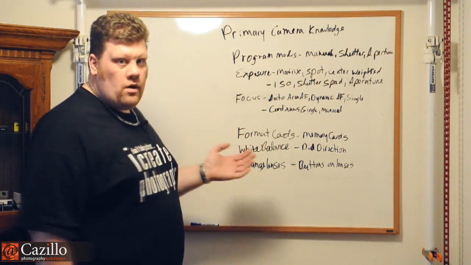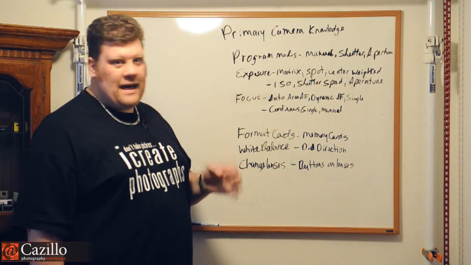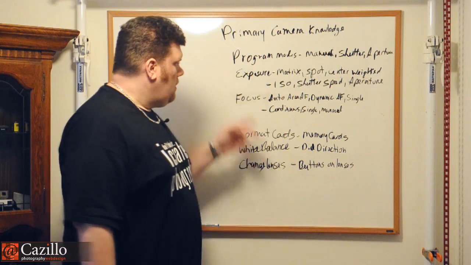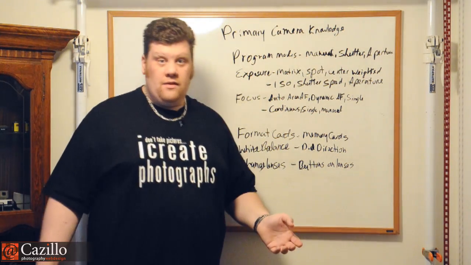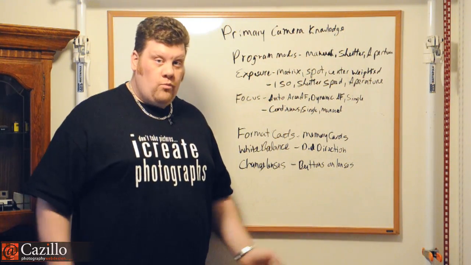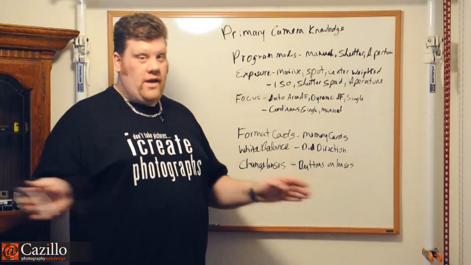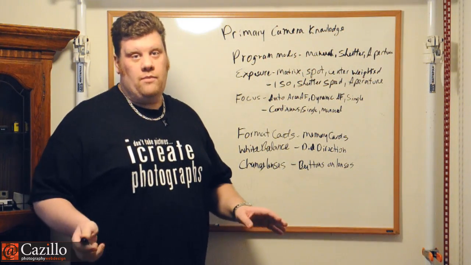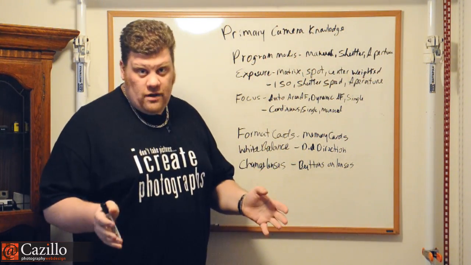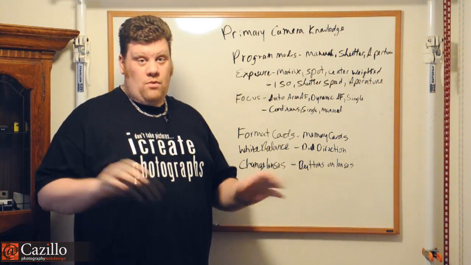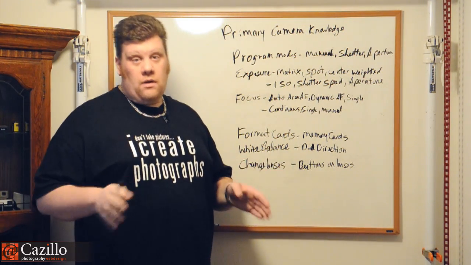Alright, so primary stuff. These are the big ones you've got to know inside and out. First, program modes. Basically, how to turn the camera off of program. We don't want to use program. Ever. I never use program mode. Even when I hand my camera to someone else to use, I've already set the exposure so they don't have to worry about it. I don't want it on program.